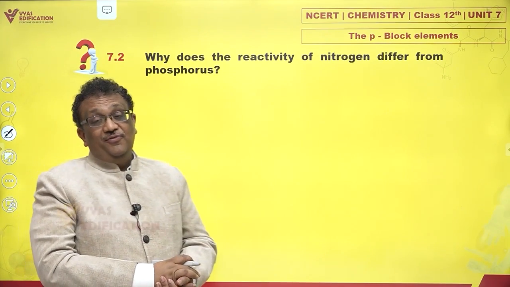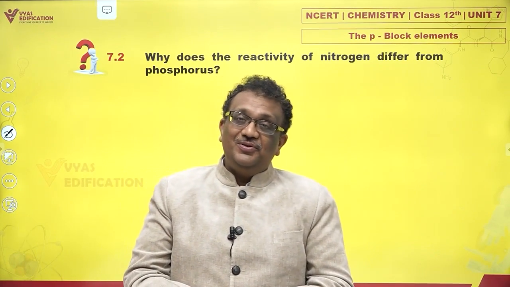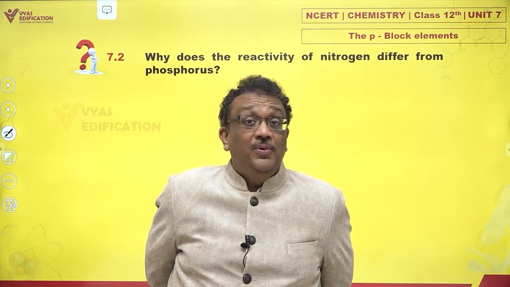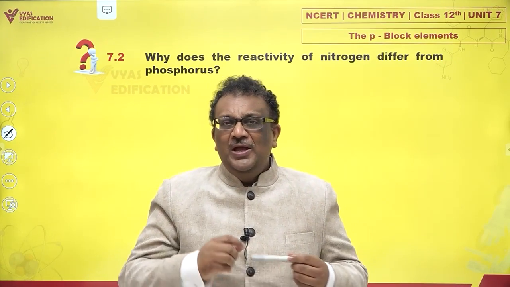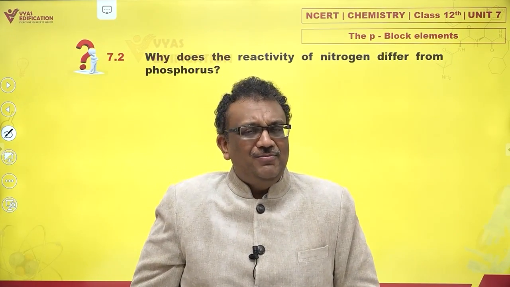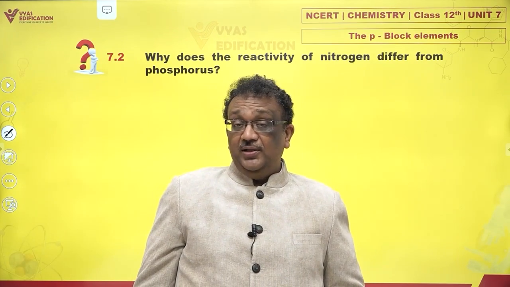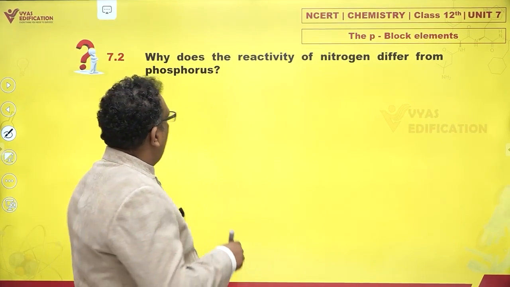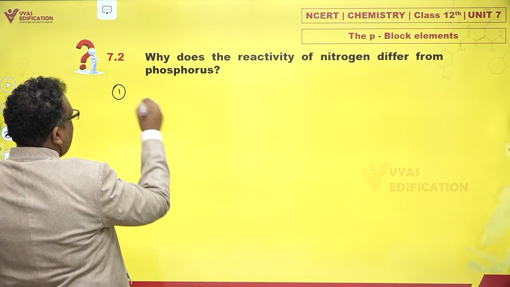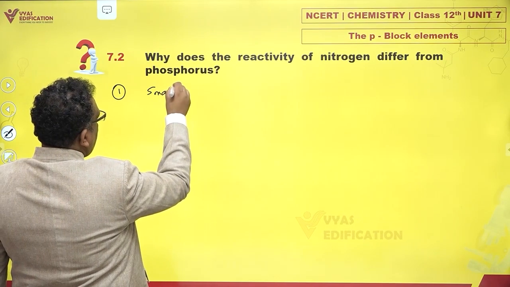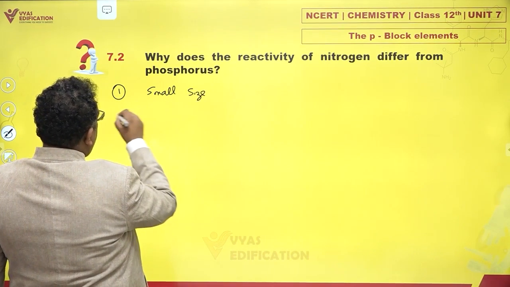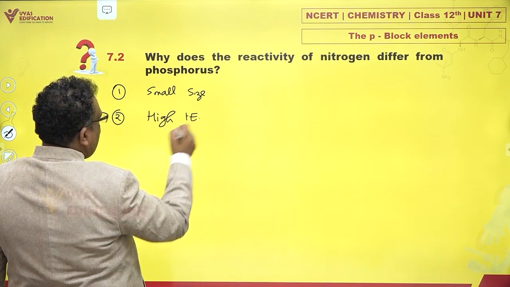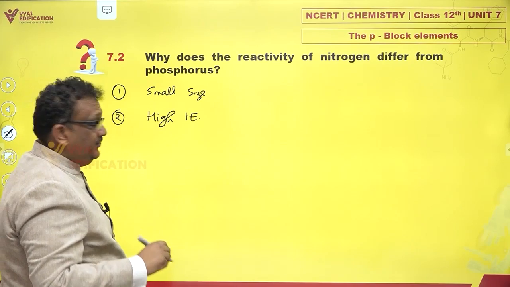Why does the reactivity of nitrogen differ from that of phosphorus? Now this is a very interesting question. Because nitrogen belongs to period 2. Now second period elements are sometimes called typical elements. And why are they typical? Because they're different. And why are they different? 4 points. Number 1, small size. Second, high ionization energy. This is for nitrogen.